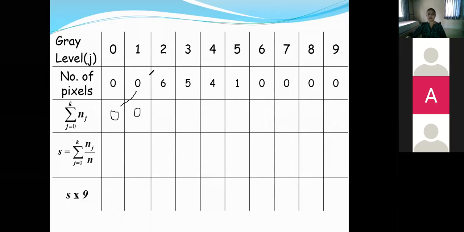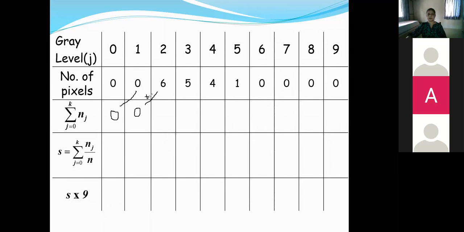Now, how many pixels are there belonging to the next gray shade, which is 2? There are 6 pixels. Add this value to the previous count. Add these two. So 0 plus 6 gives you 6. Okay, so this is the next cumulative addition. Now perform 6 plus 5 to get the next cumulative number, which is 11. Very good. Okay, and continue this process till the last gray value, that is 9. So complete the next values and type your answers in the chat box.